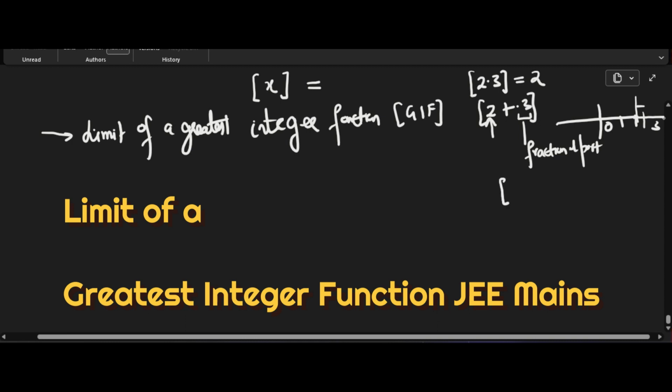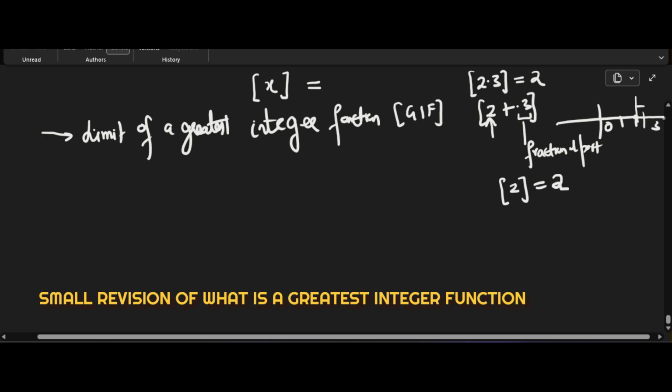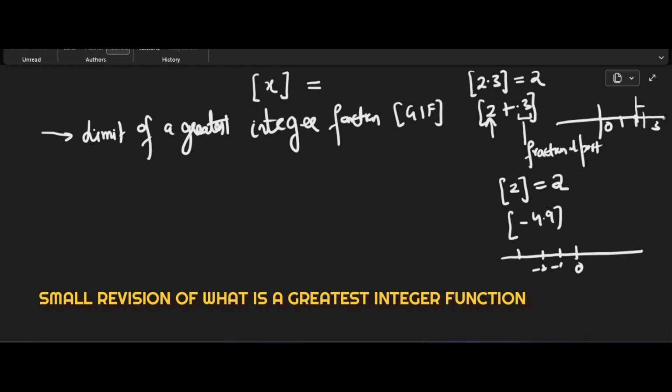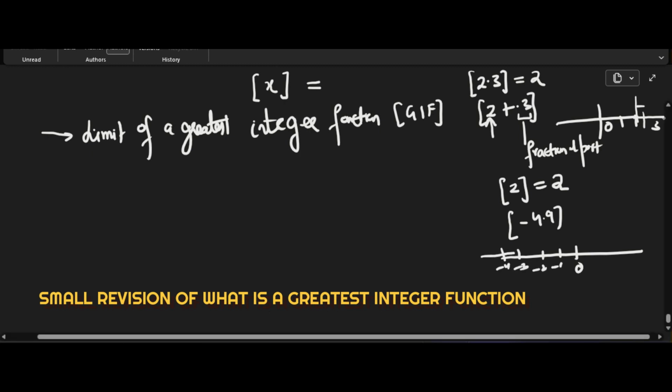And the greatest integer function of an integer itself is the same integer, no change. Now assume the negative side, minus 4.9. Let's draw a number line: this is 0, minus 1, minus 2, minus 3, minus 4, and minus 5. So we are referring to minus 4.9. On the left of minus 4.9, the greatest integer is minus 5. So the answer is minus 5. This is some basic information about the greatest integer function.